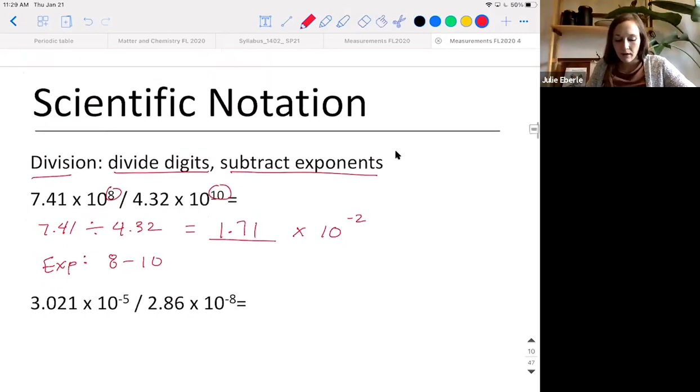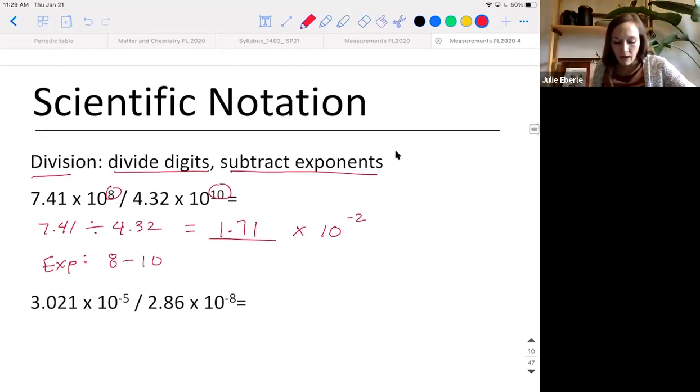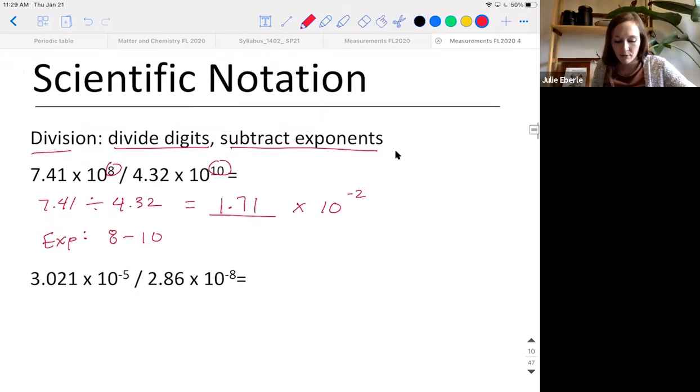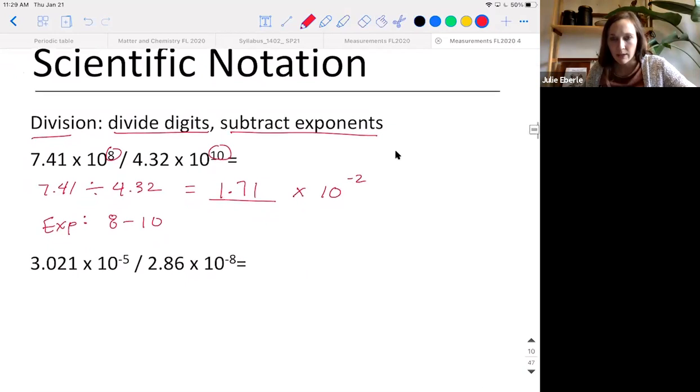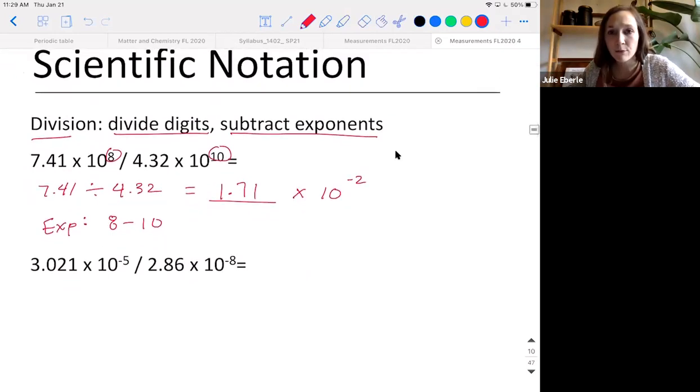All right. I'm going to skip over that last practice problem. You can practice this on your own if you want more practice with that. But for time's sake, we're going to push on to the next. That's kind of it for scientific notation. So I want you to be able to know how to do these things.